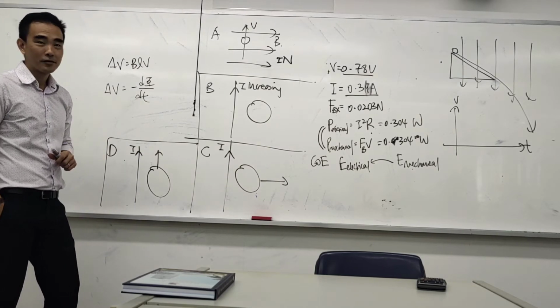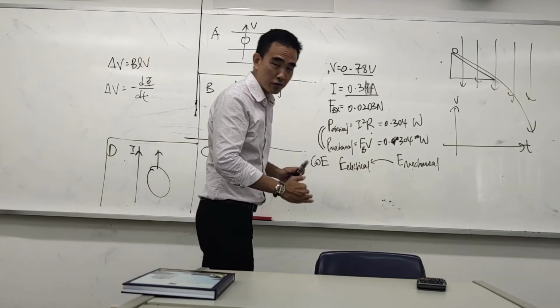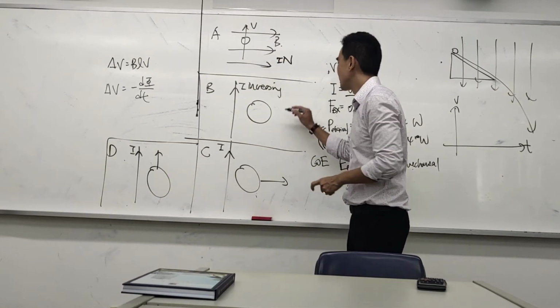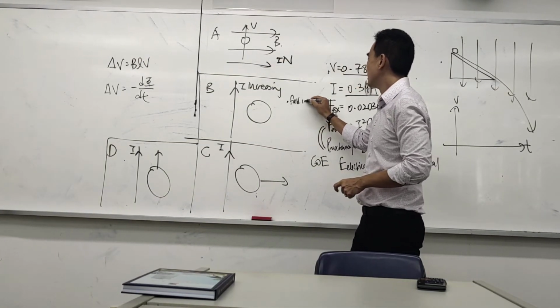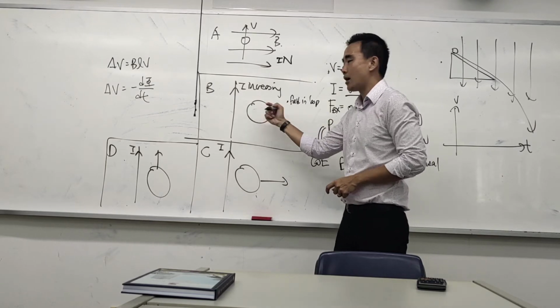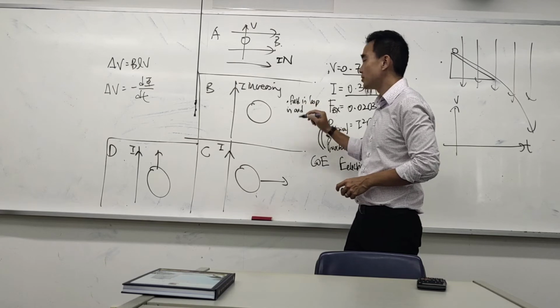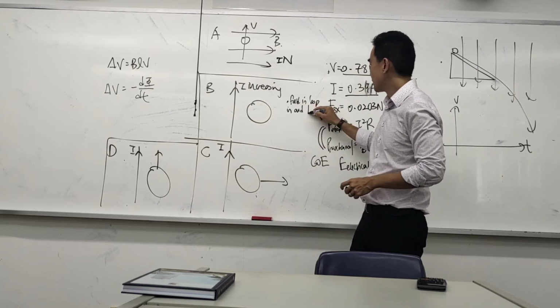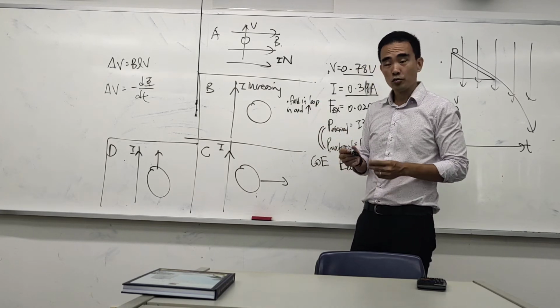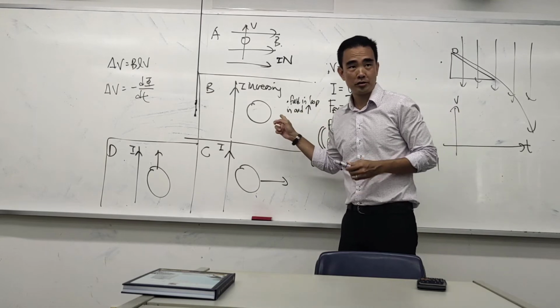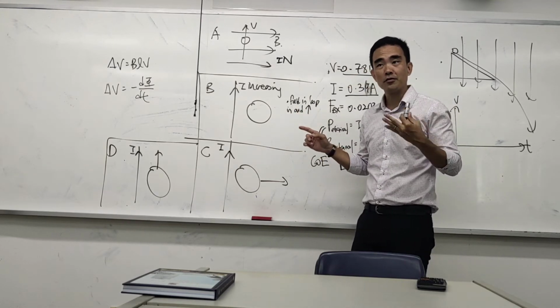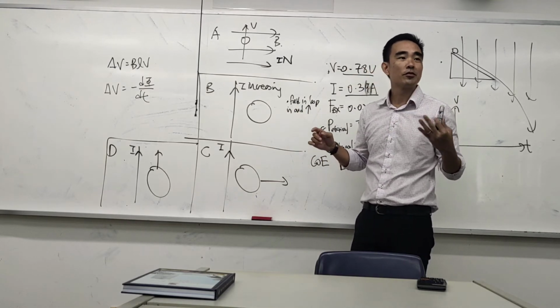Clockwise. Let's bring you through the logic and then you decide whether it's clockwise or anti-clockwise. The field in the loop, is it in or out? In. It's in, and increasing or decreasing? Increasing. Agree? So you agree that to oppose this change, Lenz's law, the induced current will flow in a way to oppose the change that causes it.